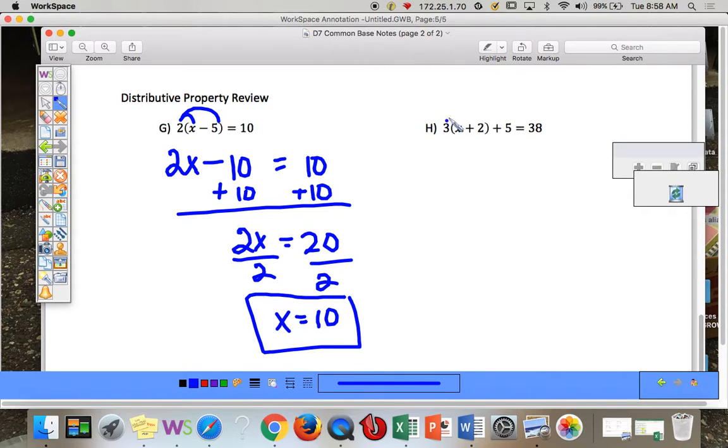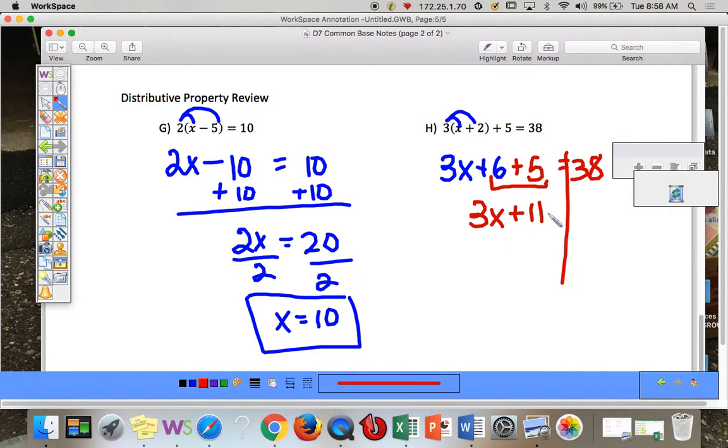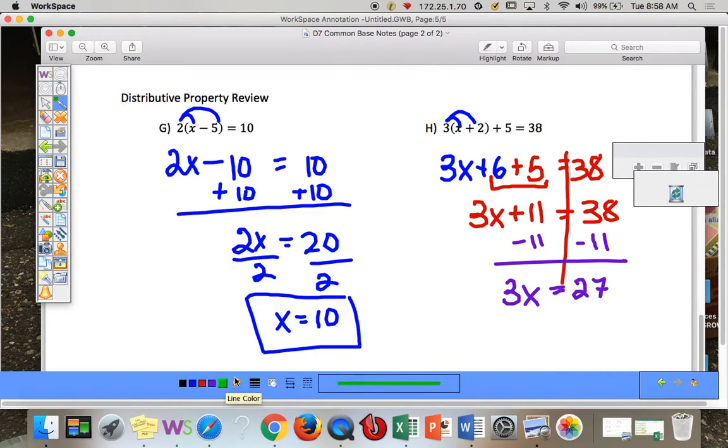And then the last one, we're going to distribute and multiply. We have 3x plus 6. You don't distribute to the 5, but we do have that 5 there. Equals 38. We'll combine like terms. 6 plus 5 is 11, so you have 3x plus 11 equals 38. We'll subtract 11 from each side. We get 3x equals 27. We'll divide by 3, and we'll get x equals 9.